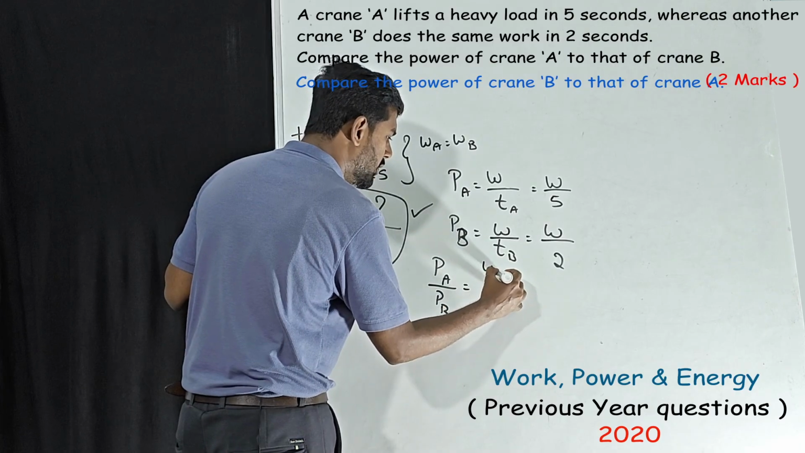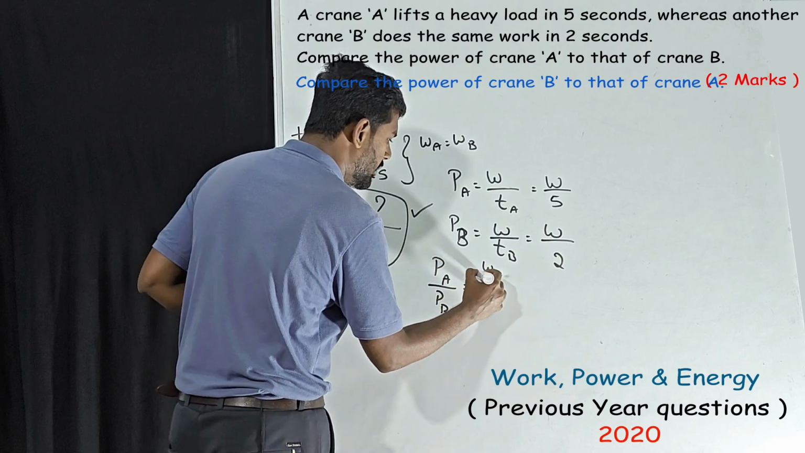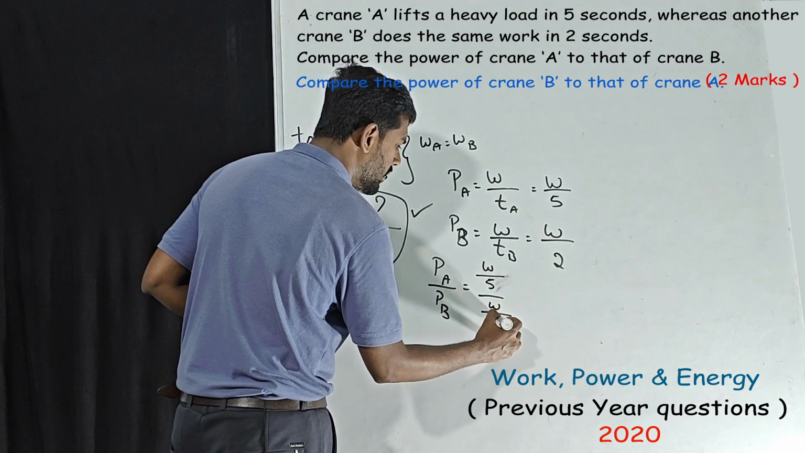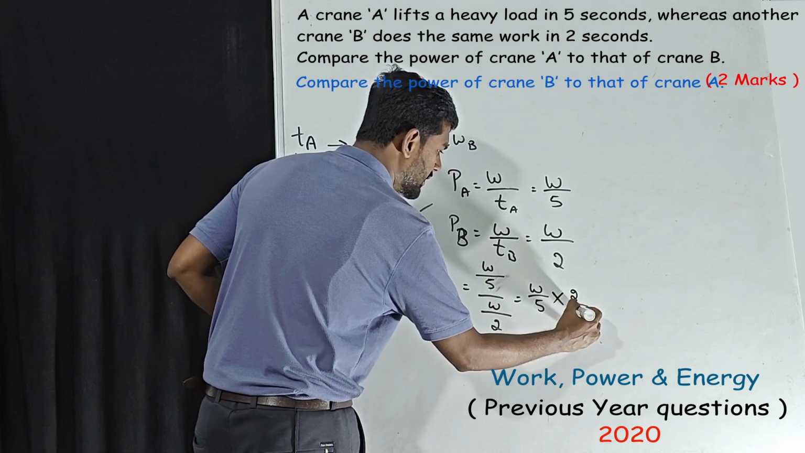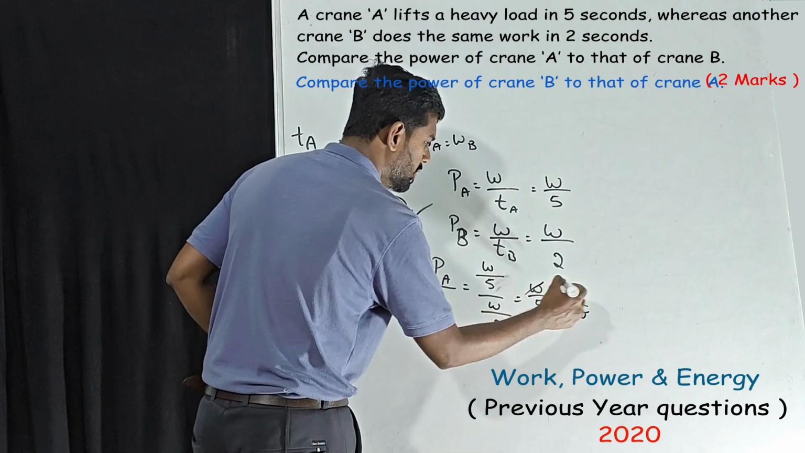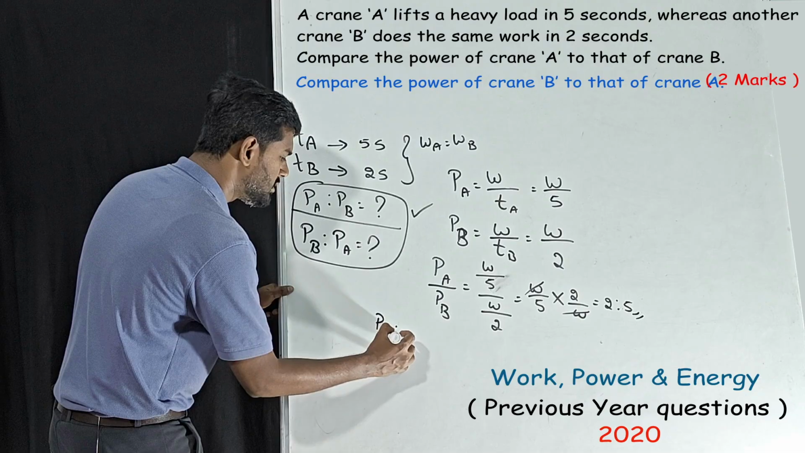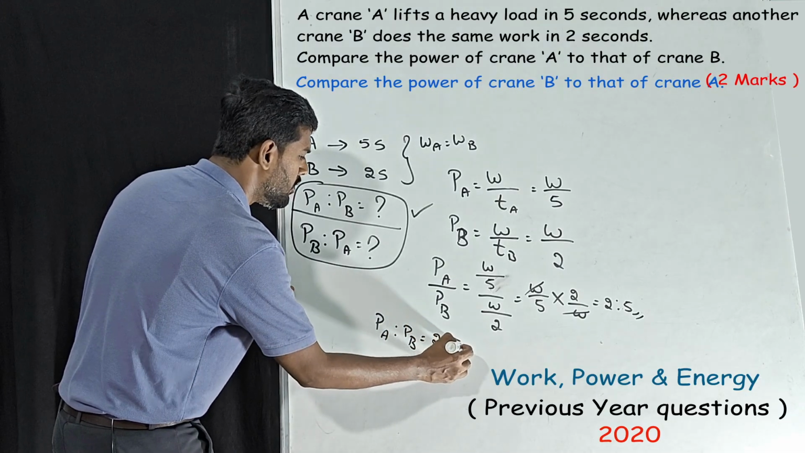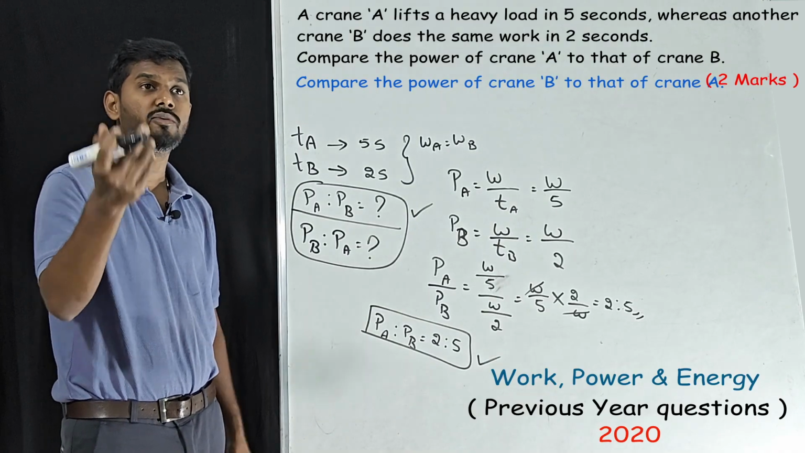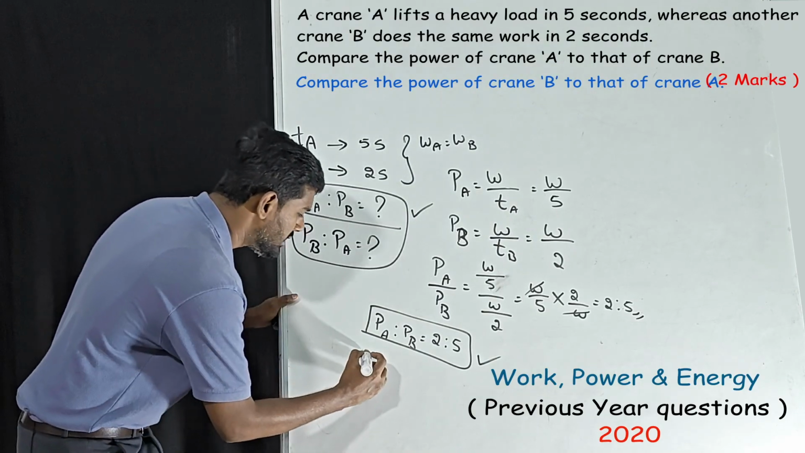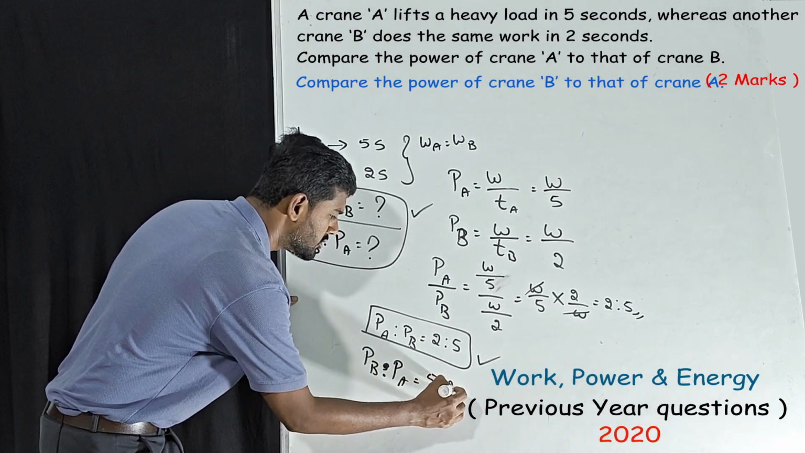So what are the answers? W, because the work done by crane A and crane B is same. W by 5 divided by W by 2. Instead of division, we take the reciprocal of the second one. W gets cancelled. The answer will be 2 is to 5. So PA is to PB is equal to 2 is to 5. This is the required answer for this question. If they change the question, compare the power of crane B to that of crane A, then the answer will be PB is to PA, 5 is to 2.